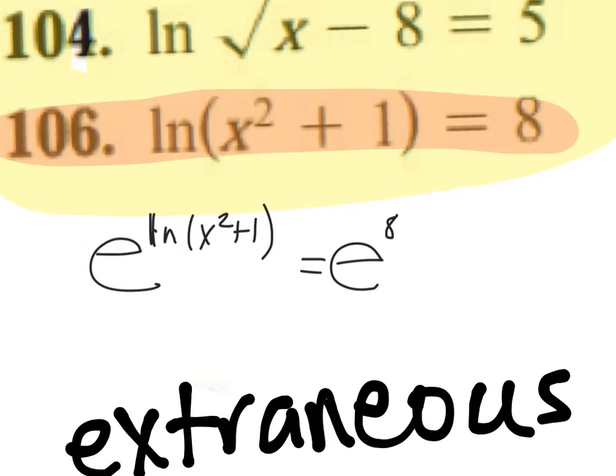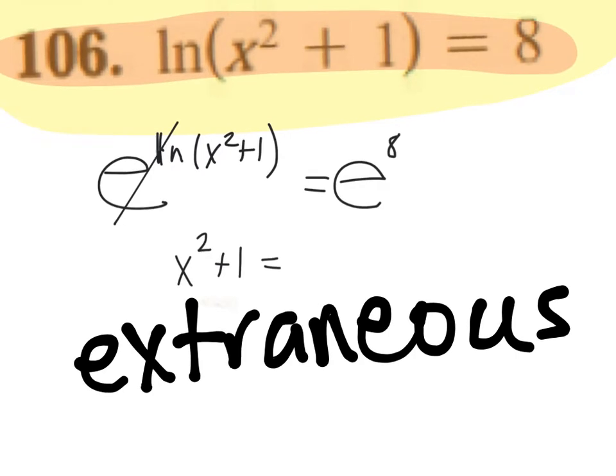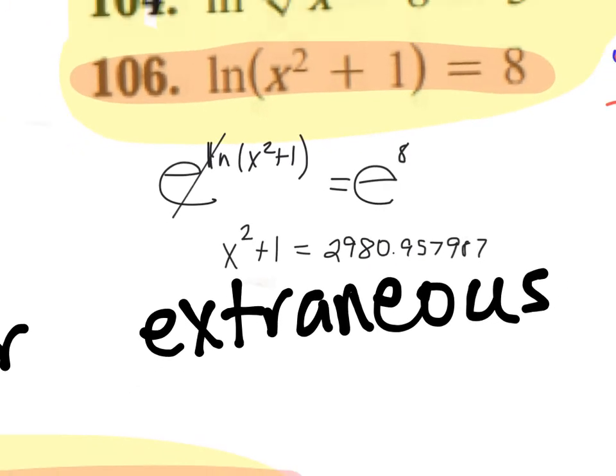And then this just becomes a factoring problem. So you have x squared plus 1 equals, what's e to the 8th power? 2,980.957. Perfect. What do I do? Subtract 1. So you have x squared equals 2,979.958.